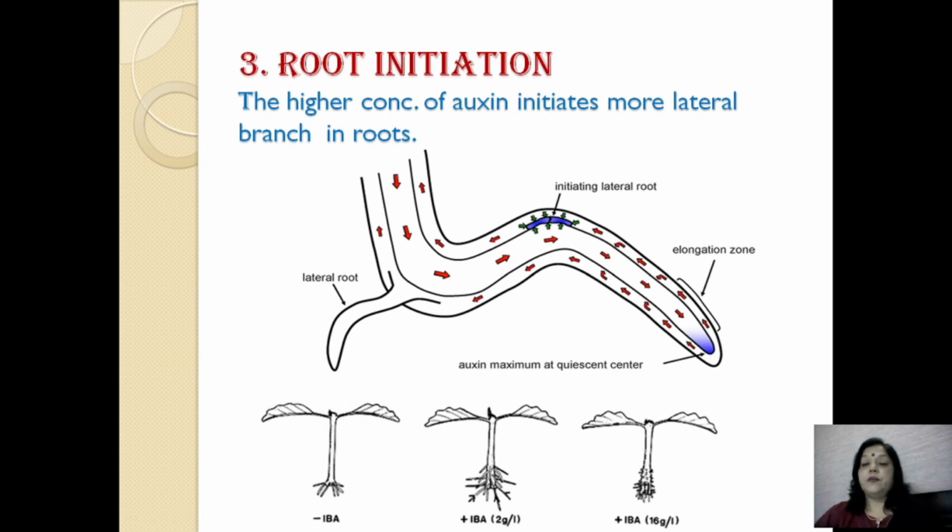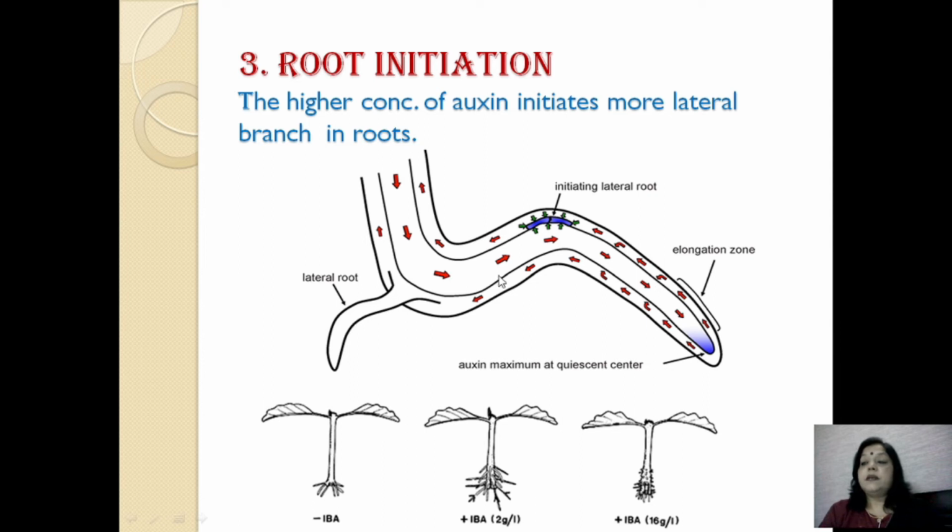Root initiation. The higher concentration of the auxin initiates more lateral branches in roots. But in contrast to the stem, the high concentration of the auxin inhibits the growth of the roots. It means stem में higher concentration जो होती है वो उसकी growth को promote करती है, लेकिन root में higher concentration जो होती है वो उसकी growth को suppress करती है या inhibit करती है. लेकिन higher concentration of the auxin always initiates the growth of lateral roots.